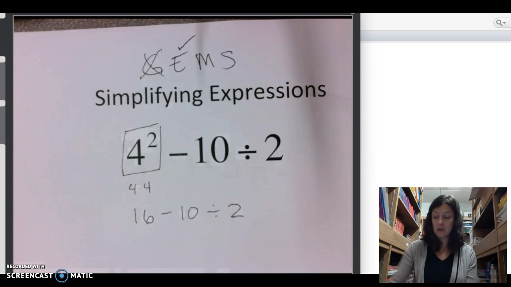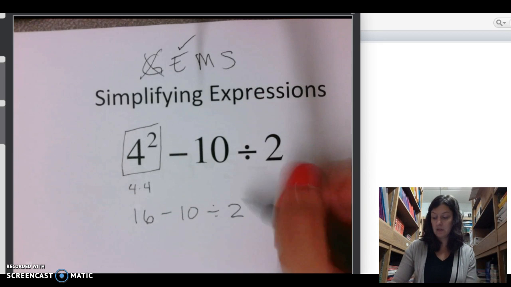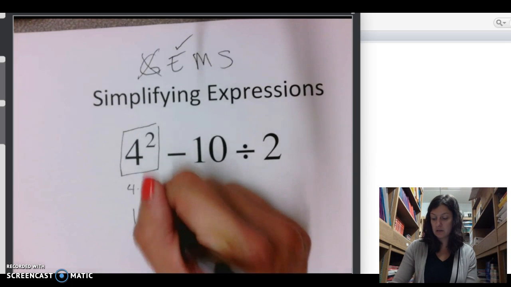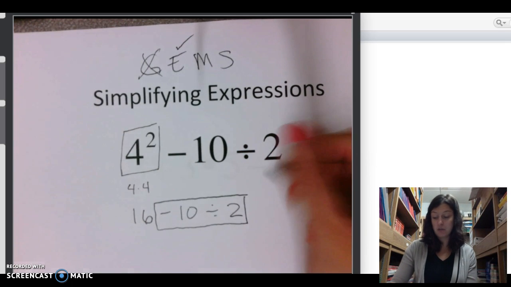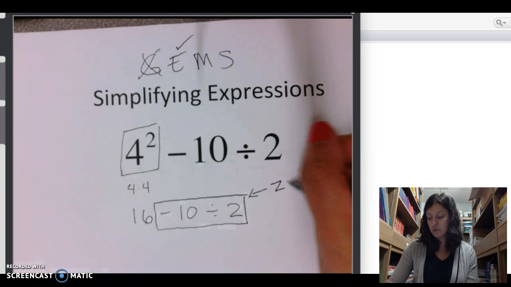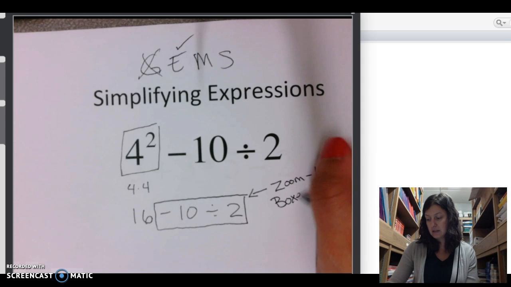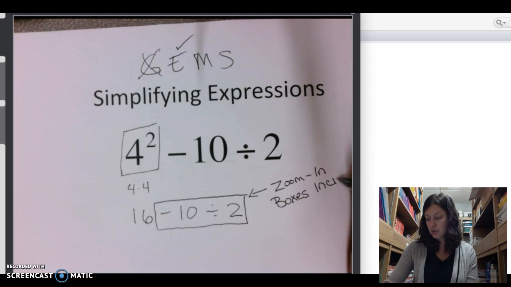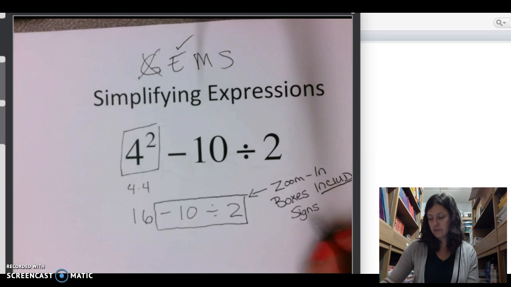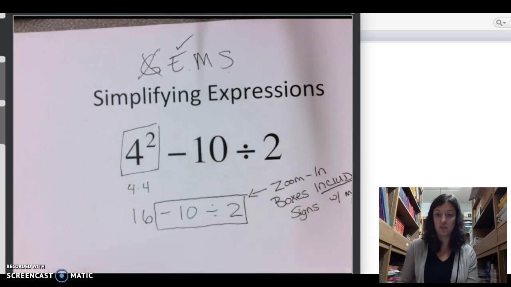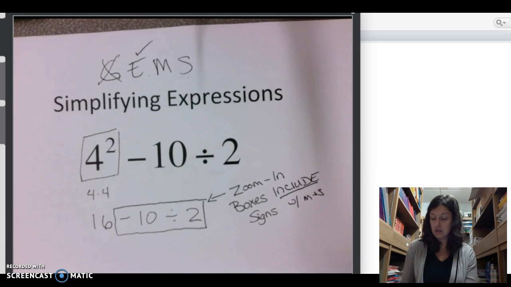Check. Multiplication, division. Division. I'm going to draw a zoom-in box. Now here's the tricky part. Zoom-in boxes include signs with M and S. Multiplication, division, subtraction, addition.